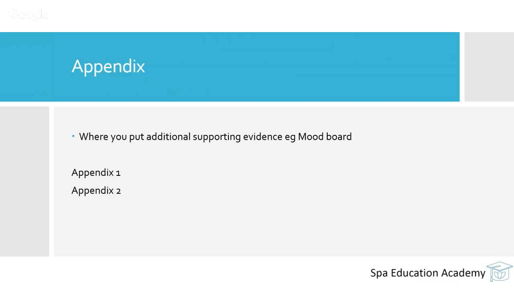So what you can do in the main body of your work is just state, please see Appendix 1. And then if you have another picture, please see Appendix 2. Now, in the same sentence, if you are going to be putting in pictures of things, again, they need to be referenced.